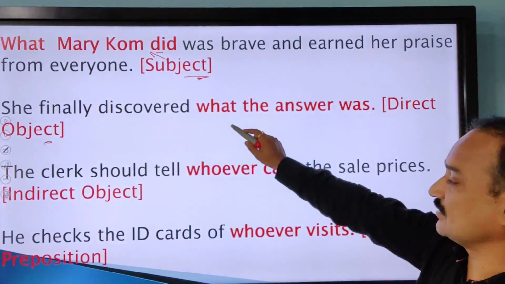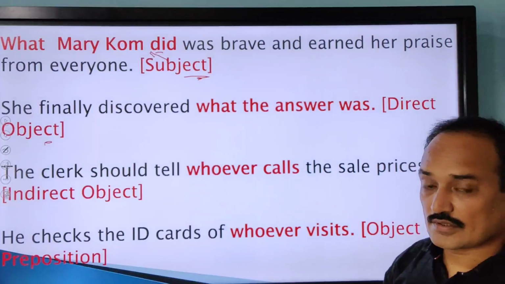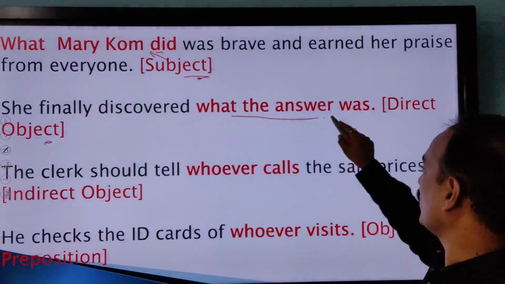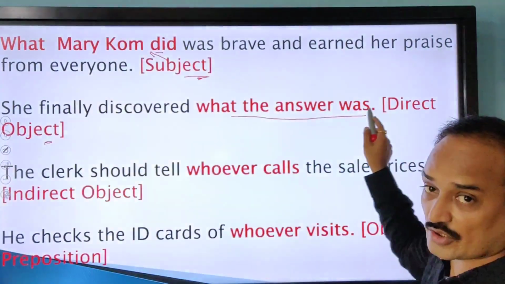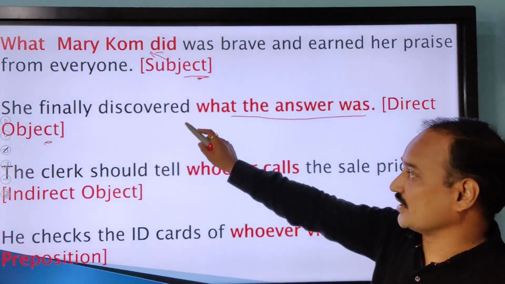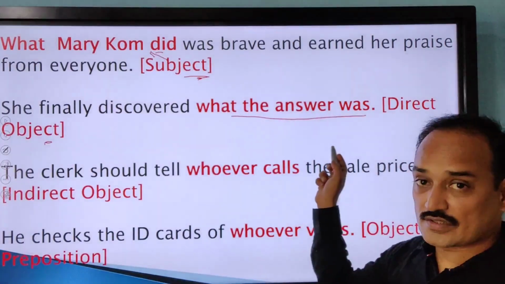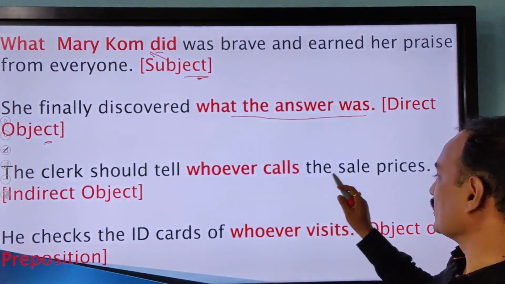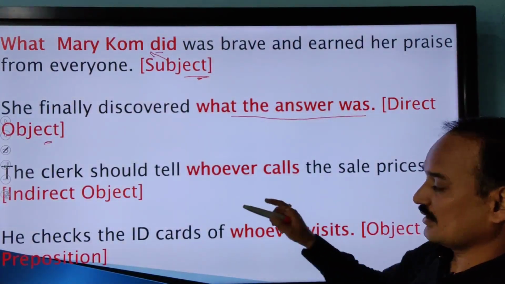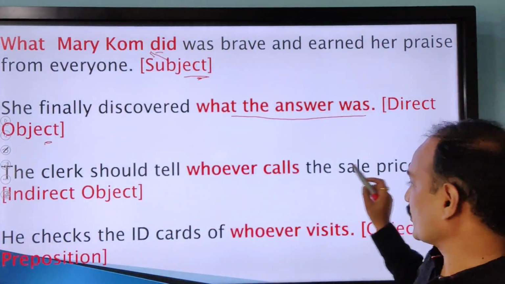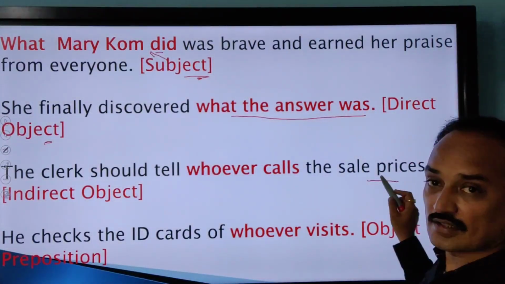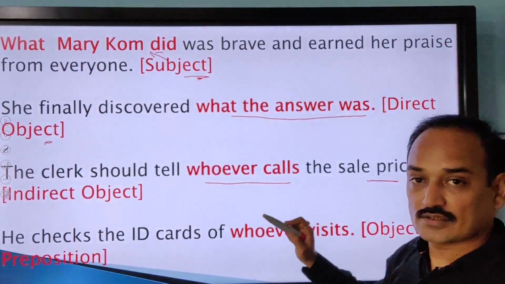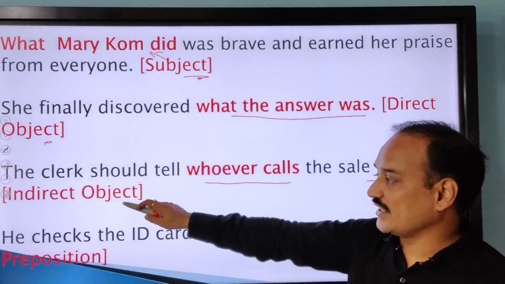He finally discovered what the answer was. It means the action of discovering is working on this object, that is, what the answer was. That is a direct object. She finally discovered what the answer was. Okay. The clerk should tell whoever calls the sale prices. Actually, this is the direct object. Whoever calls is used as an indirect object.